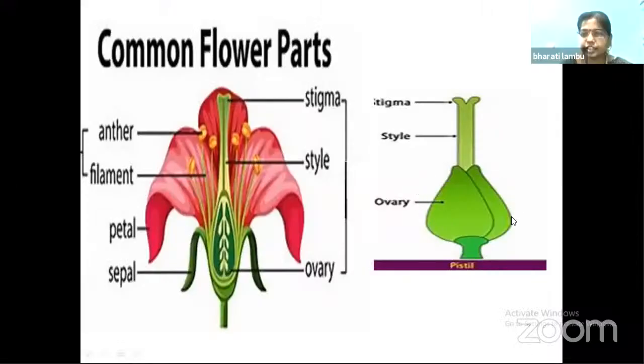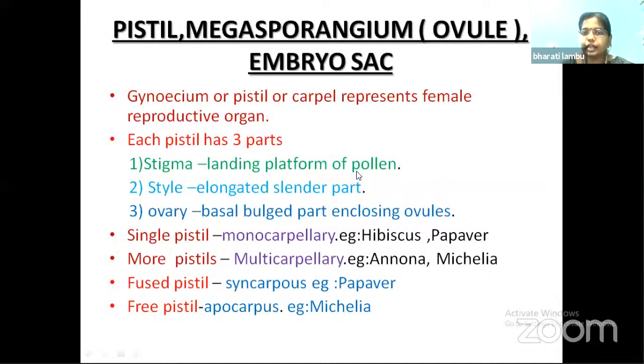If you see this structure, the ovules are present inside this swollen and bulge part of the ovary. So the pistil contains three parts: stigma, style, ovary. And the androecium contains two parts: anther and filament. Now we'll exclusively learn about the pistil, megasporangium, that is ovule, and the embryo sac. So going into the details of the gynecium.